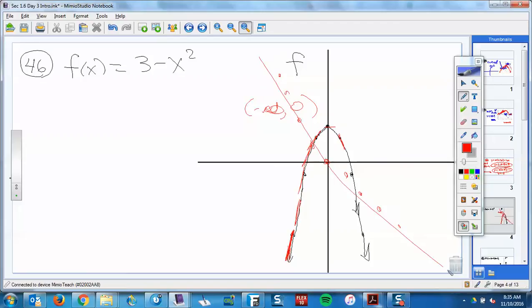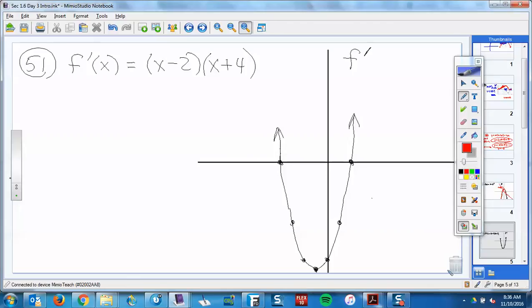It's got to go from positive to negative. Why does F prime have to go positive to negative? Because F is increasing and decreasing. Right? Just like on that match. Okay? That's F prime. All right, 51. This is F prime. Okay? So you graph F prime.